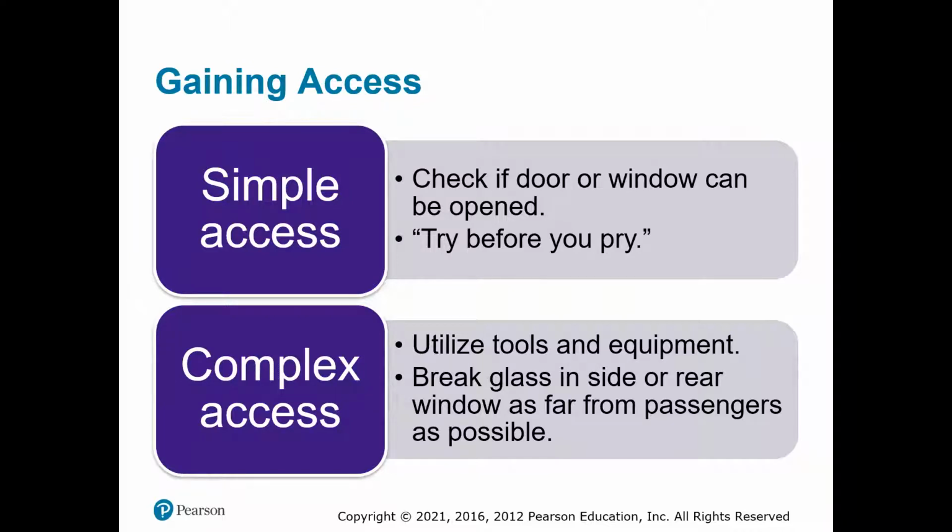So if we do have to break a window, try to break the window as far away from the passengers as you can. It's not always possible, but you're going to try to do that as often as you can. And if they are responsive, make sure you're explaining to them that you're going to be breaking a window and that they need to shield as best they can while you do that so you can get them out.